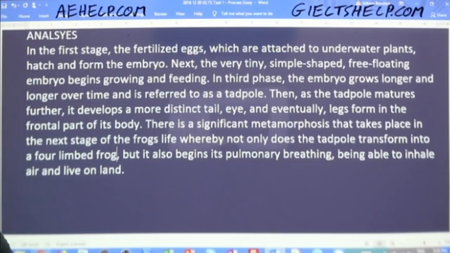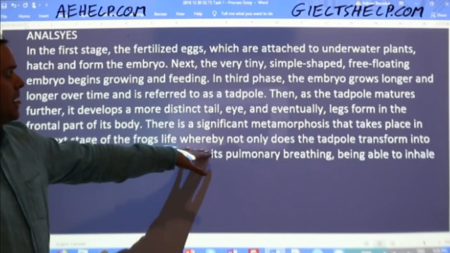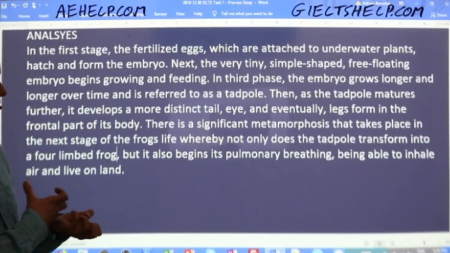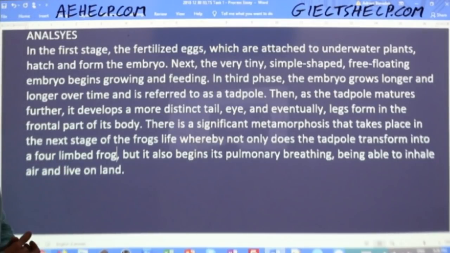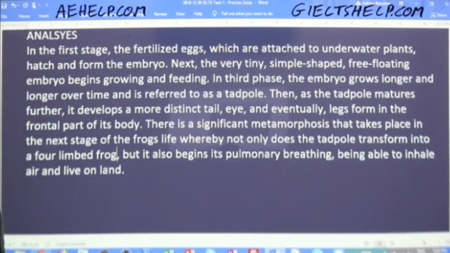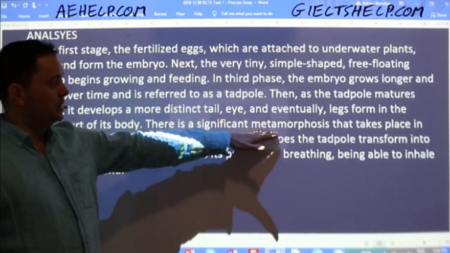This is my sentence here. There's a significant metamorphosis that takes place in the next stage of the frog's life. Metamorphosis means a major change in the shape and the look. For example, butterflies come from caterpillars. Caterpillars look like worms. Butterflies, very different. There's a metamorphosis in the cocoon phase. So same thing here between the tadpole and the frog.